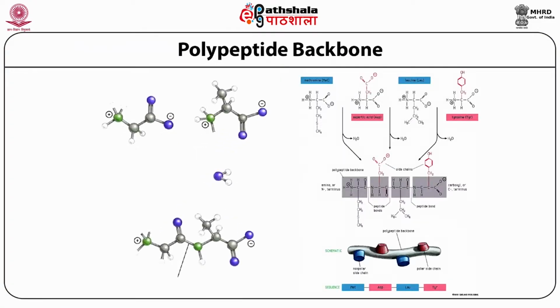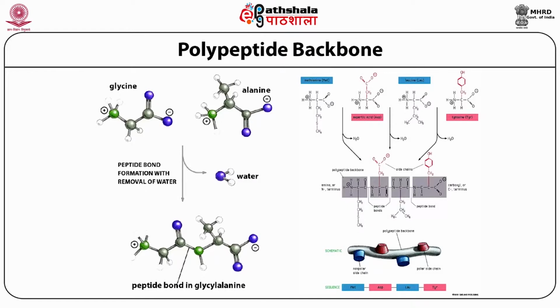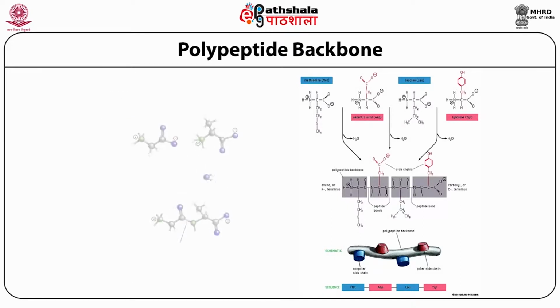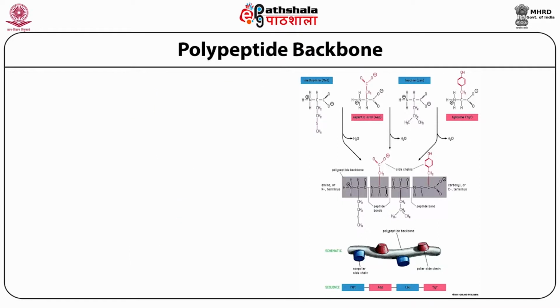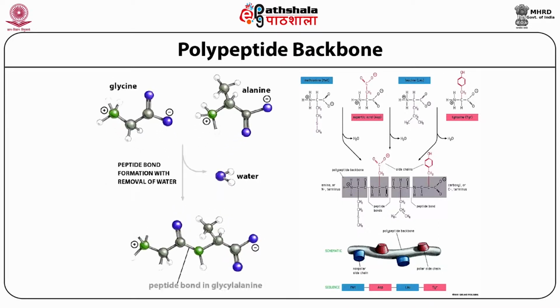The polypeptide backbone is nothing but the peptide bond, which is made up of a combination of two amino acids, which will give a peptide. More peptides combined will give a polypeptide, also known as protein. For example, glycine and alanine, with elimination of water, form glycylalanine as a kind of peptide bond.